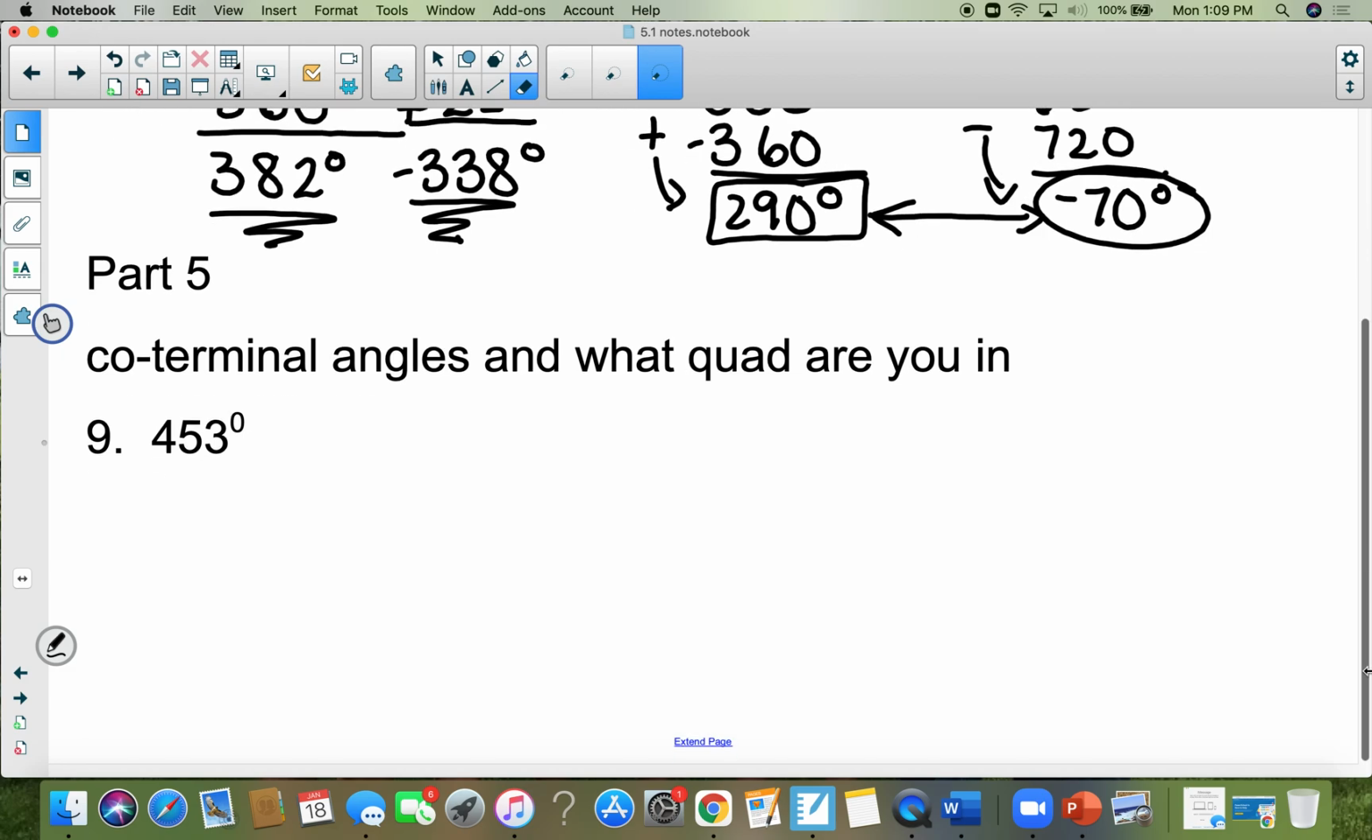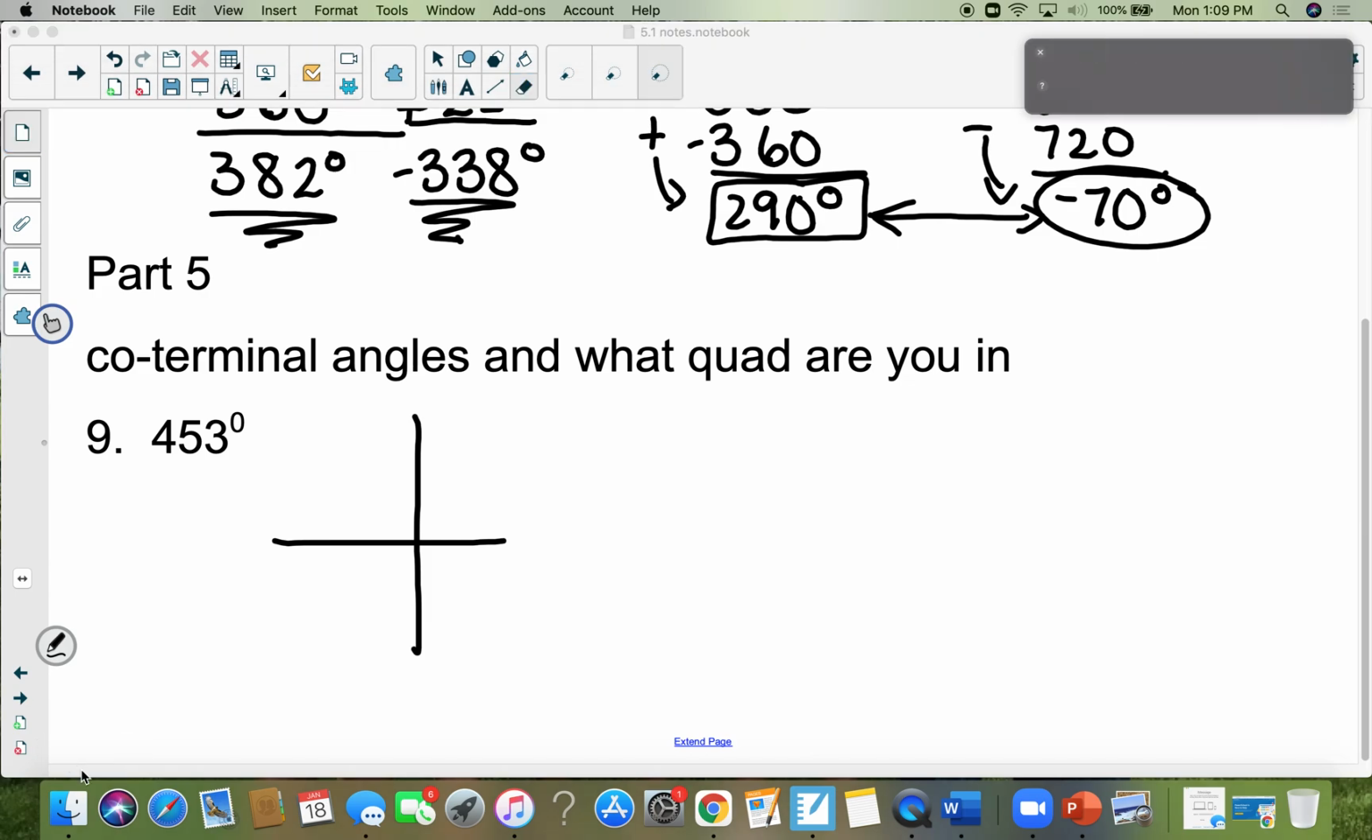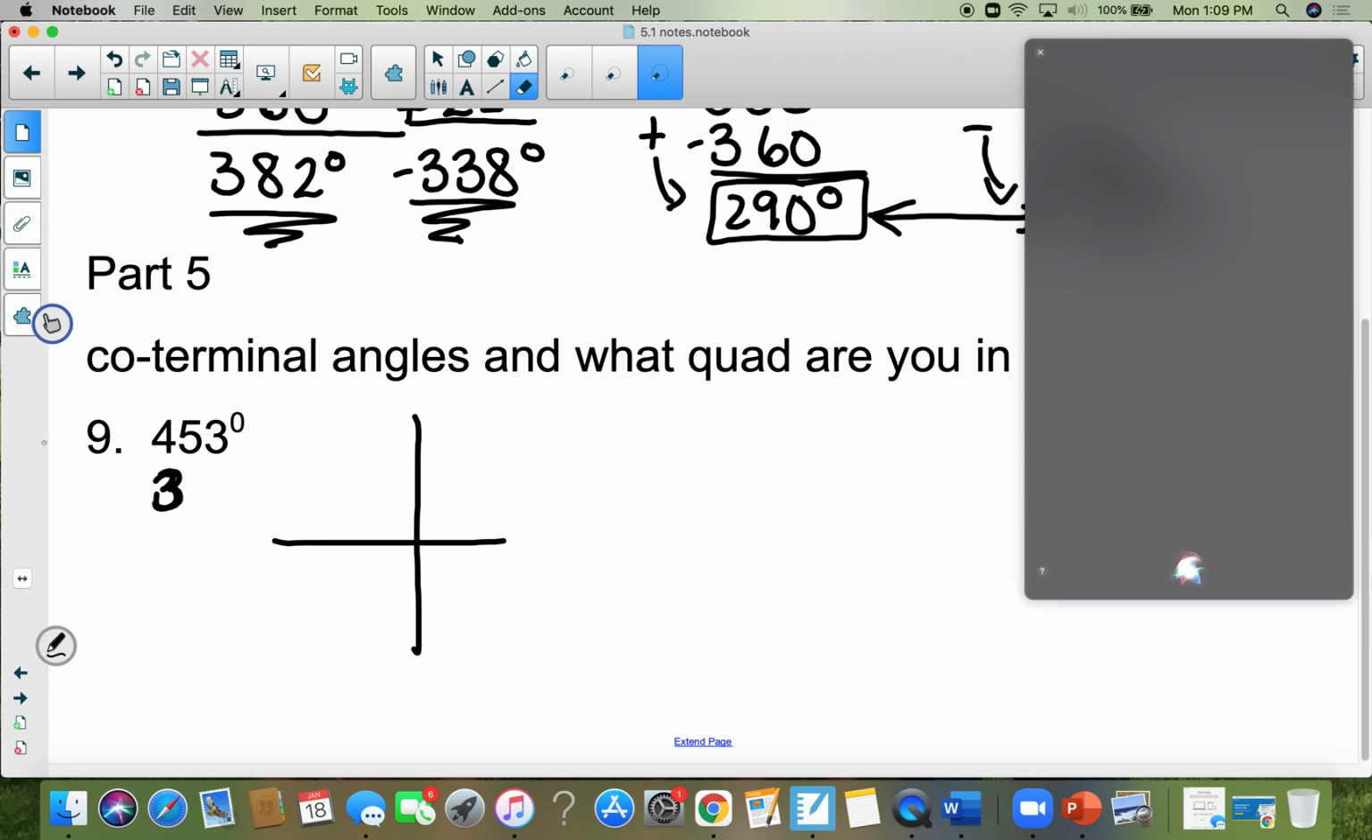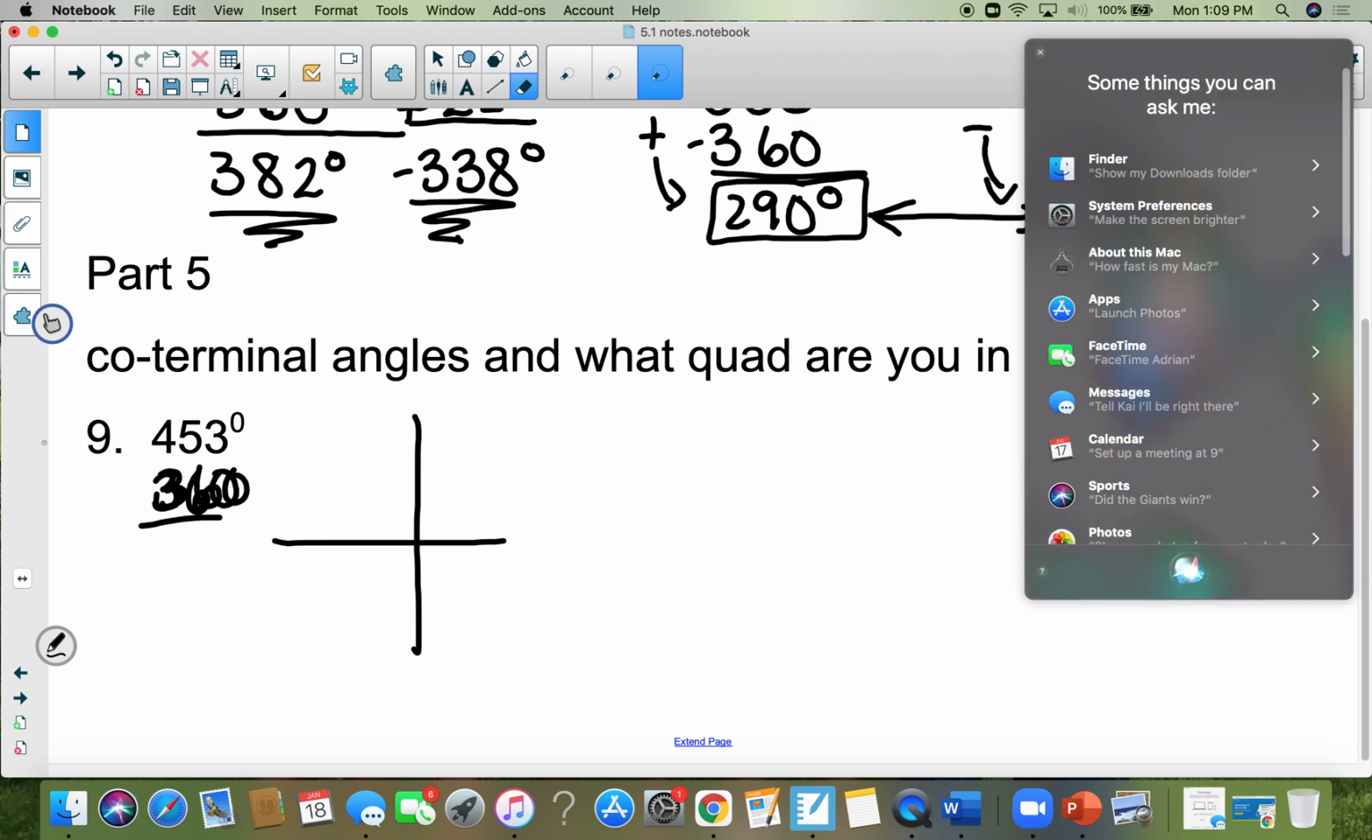Find a coterminal angle and what quadrant are you in. So what you're going to do is take 453 and subtract 360 from it. And you're going to get 93 degrees. And if you graph 93 degrees, it's right here, which puts you in the second quadrant because it goes first, second, third, and fourth.